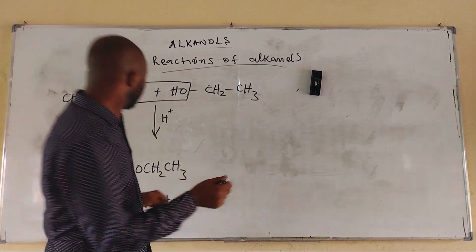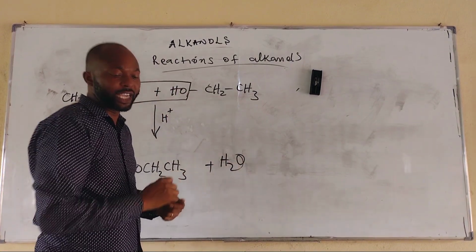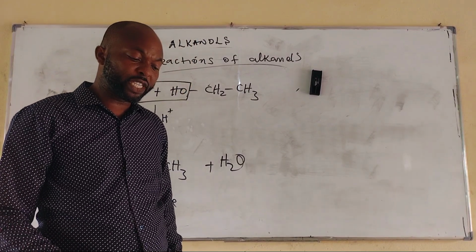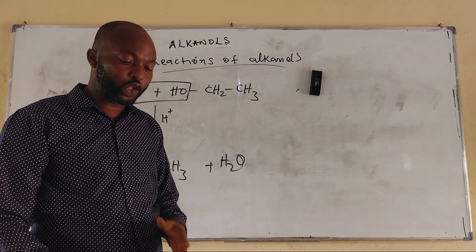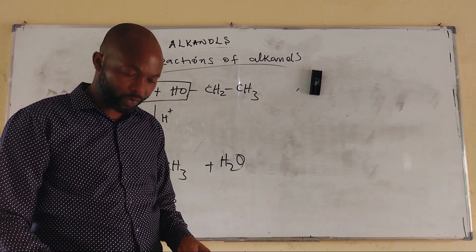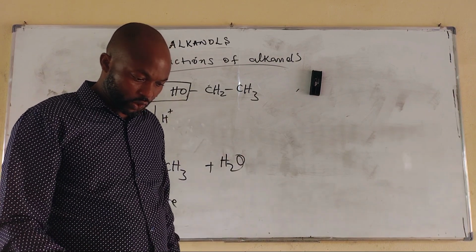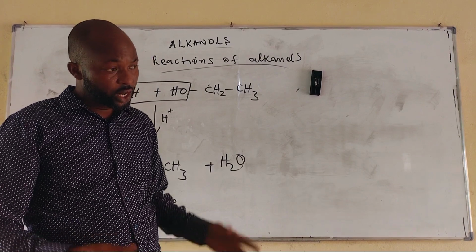And water, sorry, I lost my H2O, let me not forget. So I say, when a mixture of ethanol and ethanoic acid is warmed in the presence of concentrated H2SO4 as a catalyst, the products are water and a sweet-smelling compound called ethyl ethanoate. And that is it.